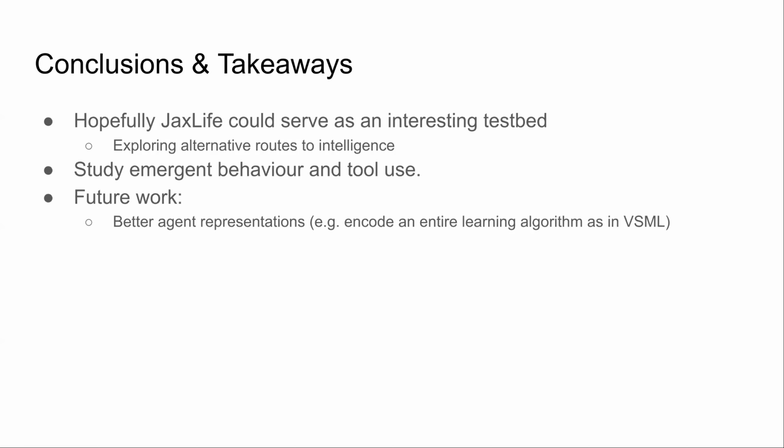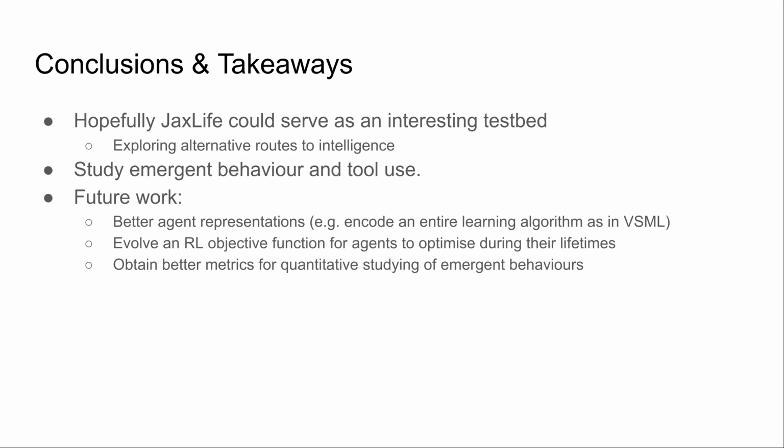And then there's quite a lot of future work. One interesting avenue would be to investigate different agent representations, so instead of encoding just a policy, encode something like an entire learning algorithm using a method such as VSML. Another idea is to evolve, or have some sort of reinforcement learning objective that agents learn to optimize during their lifetimes, as opposed to the only signal being how many agents reproduce. And then a final point would be to obtain better metrics for quantitatively studying these behaviors in a more grounded, more numerical way.